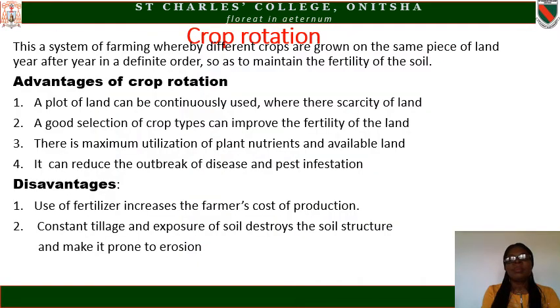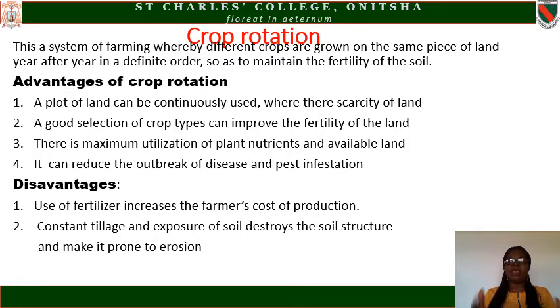Now, crop rotation. This one is where the farmer plants different crops on the same piece of land year after year. But the farmer follows a definite order in order to maintain the fertility of the soil. Advantages here is that the plot of land is continuously used where you have scarcity of land. Then secondly, if you do a good selection, it improves the fertility of the soil.